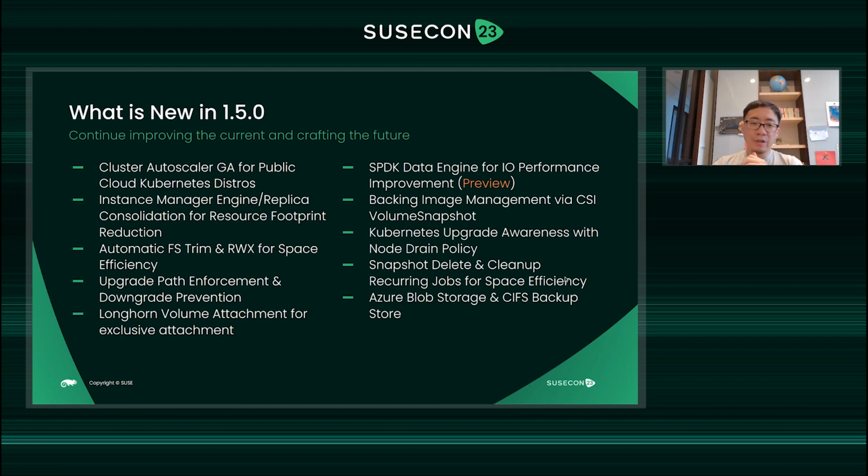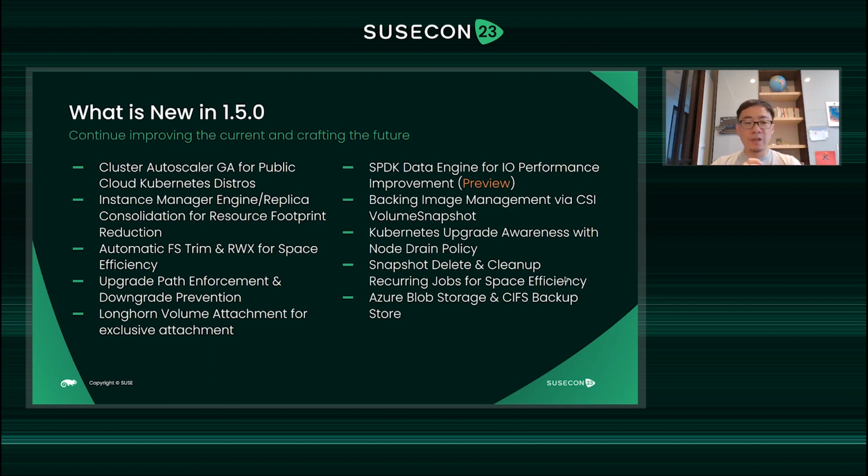Automatic filesystem trim and trim for ReadWriteMany volumes for space efficiency. Filesystem trim was already introduced in 1.4. However, users needed to do it manually. So in 1.5, we have a specific recurring job type, so you can create a recurring job to run filesystem trim regularly to save your space. And also we introduce trim for ReadWriteMany volumes, not just ReadWriteOnce volumes. This is good for users because ReadWriteMany volumes actually use a lot of space when you want to share a volume with different workloads.